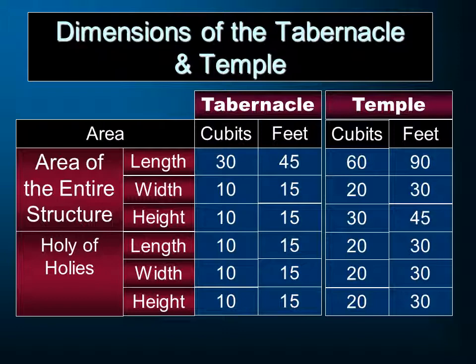Notice I have the entire structure, but also I've given you the dimensions of the Holy of Holies. The tabernacle's was 10 cubits by 10 cubits by 10 cubits, the temple 20 by 20 by 20 cubits, which if we put that in feet, is 30 feet by 30 feet by 30 feet, a perfect cube.